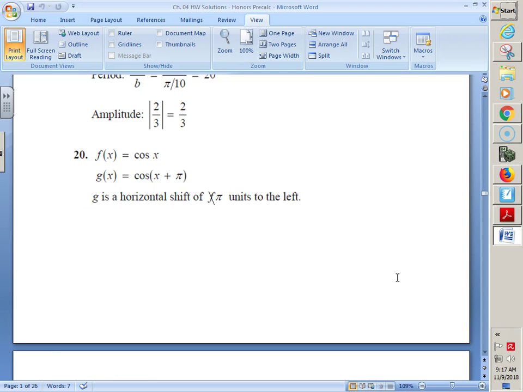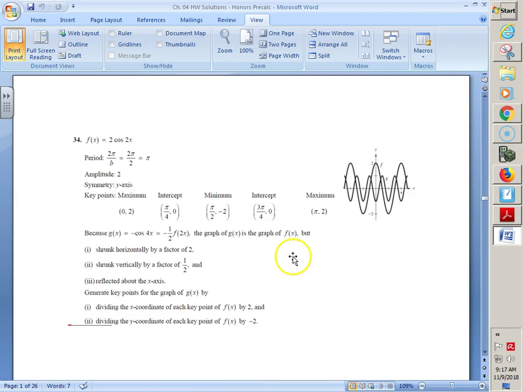And number 20 says, hey, if you just shift. Oh, that was just a typo. Sorry, ignore the F. I think I just crossed it out because it was a typo. Left pi. Just from what we're used to with addition of a number inside the parentheses, that's horizontal shift. Backwards from what you think, to the left. Now it got fun.